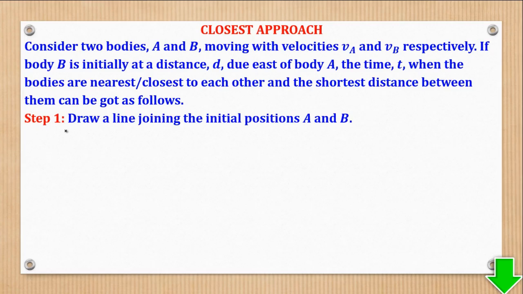So the first step is to draw a line joining the initial positions of A and B. Remember, they told us that initially, body B is at a distance d due east of A. So I shall come and draw. A will be here and B will be due east. And the distance is d apart. So that is step 1, a line joining the two initial positions.